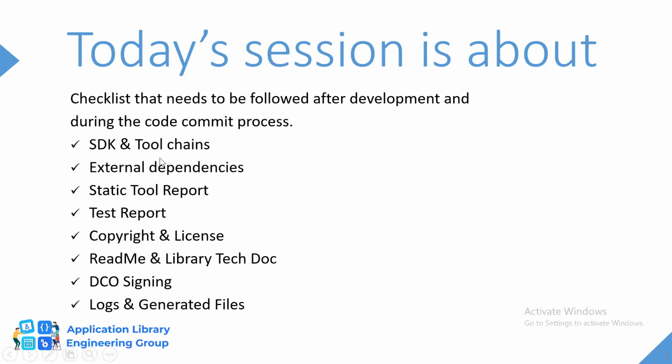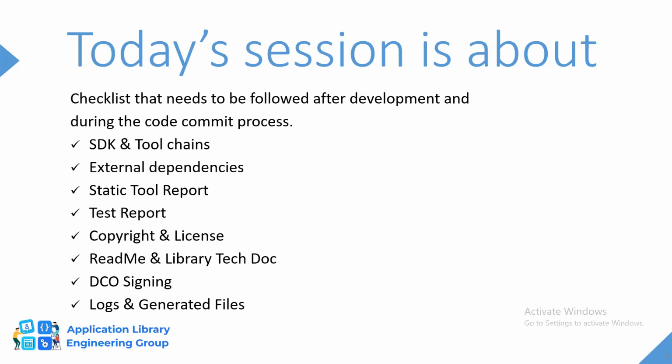The various things we have are SDK toolchains, external dependencies, a static tool report, a test report, and some information regarding copyright and license, and also a documentation part, that is the ReadMe and a tech document, and also DCO signing, that is developer certificate of origin, and some pointers about logs and generated files. Any query or anything that you don't understand, you can stop me in between and ask. We'll try to clarify it then and there.